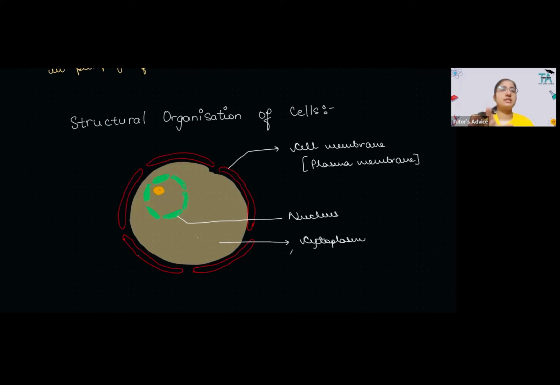So for now, we can just deal with the structural organization of the cell, which includes the cell membrane. After the cell membrane, we have the nucleus, and then we have the cytoplasm. What is the cell membrane, also known as the plasma membrane? Let's get into that.